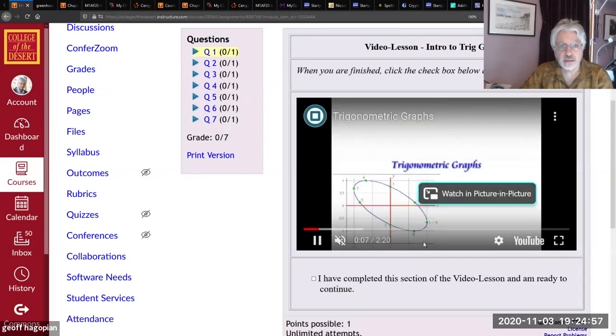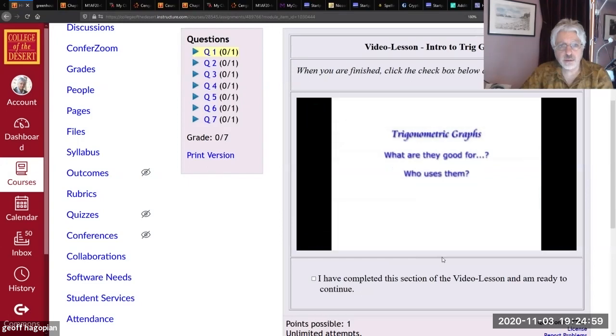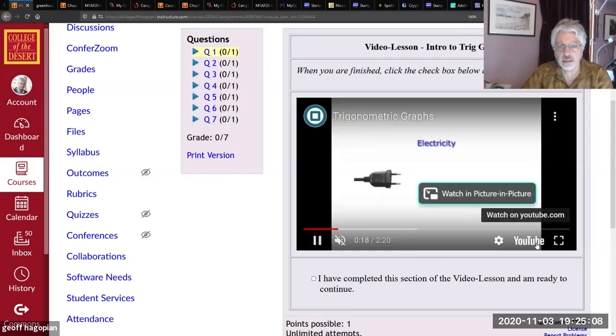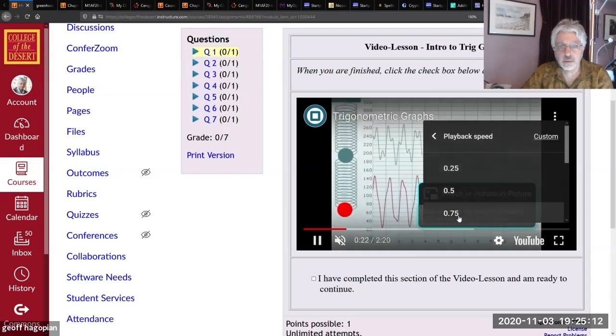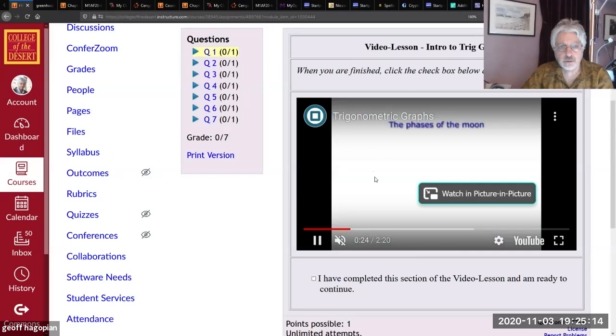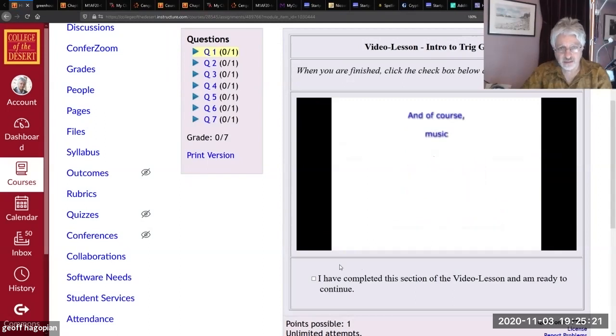So they've got trigonometric graphs. What are they good for? Who uses them? Why do I have to do them? When you have a repeating pattern, you can describe it using trigonometric graphs. Am I going fast or something? Oh, playback speed is normal. That's all right. Yeah, so you get spring mass systems, phases of the moon, tsunamis, and of course, music.